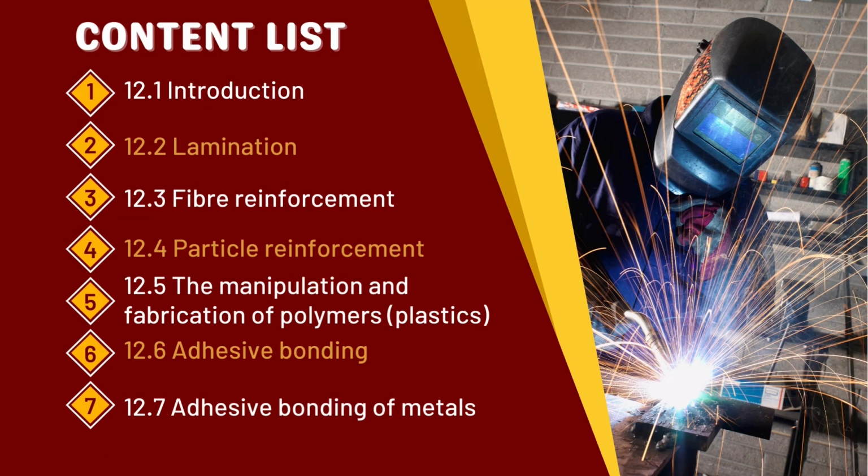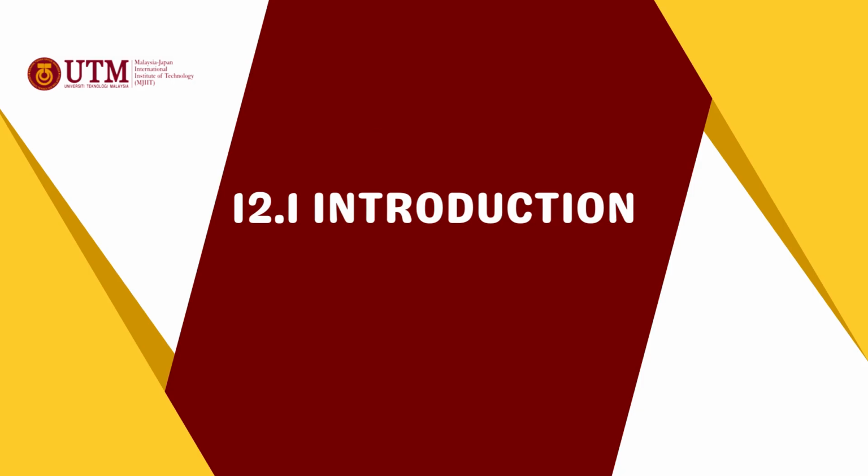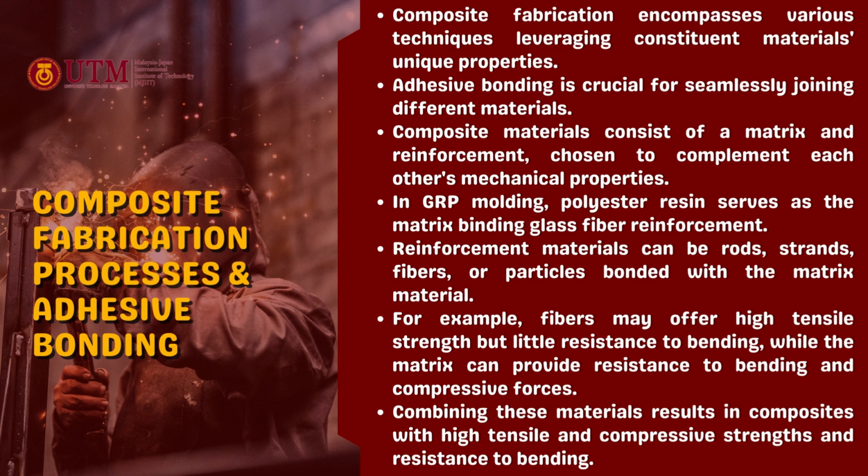Composite fabrication processes and adhesive bonding are two different things but related and need each other. Composite fabrication encompasses various techniques leveraging constituent materials' unique properties, while adhesive bonding is crucial for seamlessly joining different materials. Composite materials consist of a matrix and reinforcement chosen to complement each other's mechanical properties. Combining these materials results in composites with high tensile and compressive strength and resistance to bending.